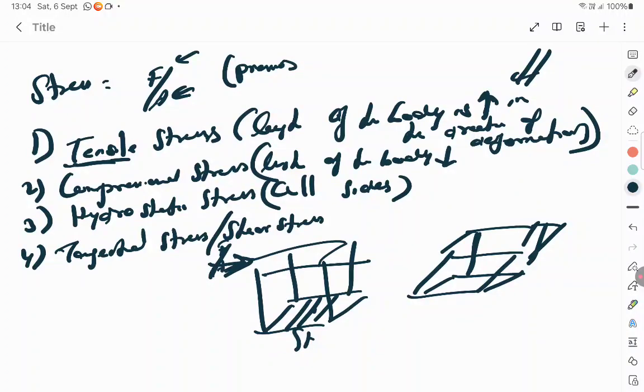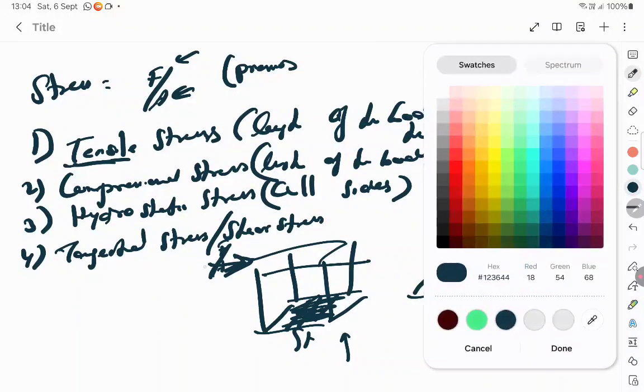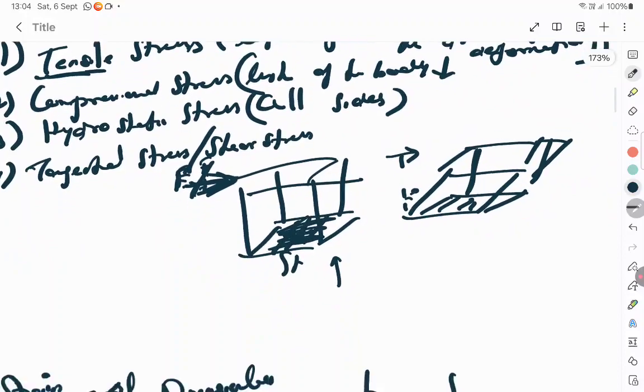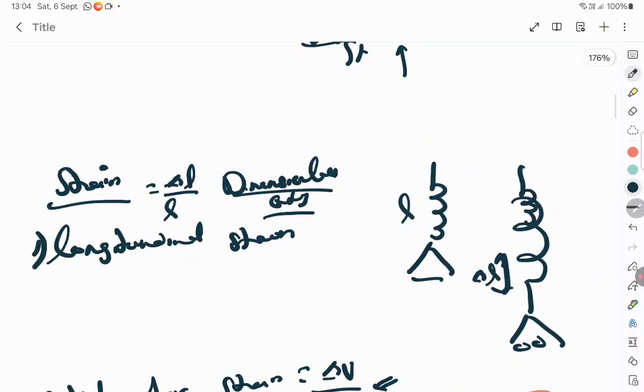A tangential stress is when you have a cube, imagine it to be attached to the floor. If you put a force or a pressure in this direction, a tangential force, it tends to move like this, making an angle theta here. Such a force is called tangential force, or tangential stress. Strain is change in length by original length.